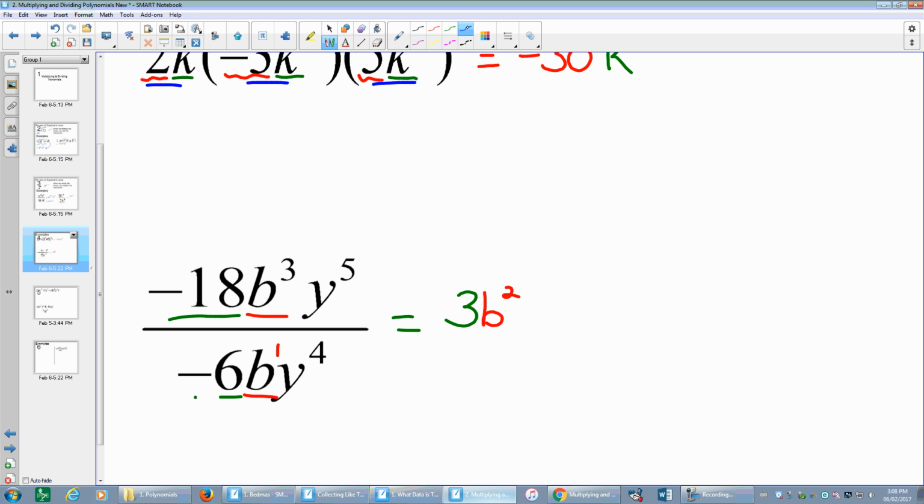I then find similar bases again. I have y to the exponent 5, y to the exponent 4, so I know I'm going to have a y. I'm dividing, so again, I subtract my exponents. So I take 5 minus 4, which gives me 1. My final answer is 3b squared y. And do you have to put that exponent 1? No, if you do, that's okay.